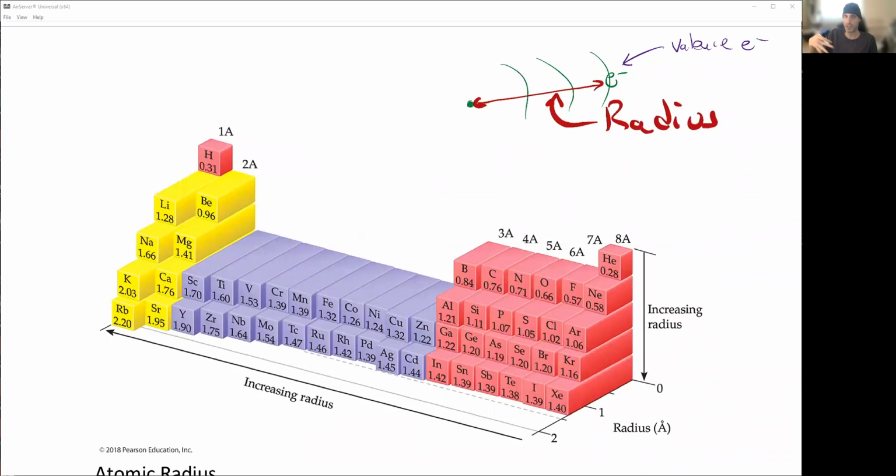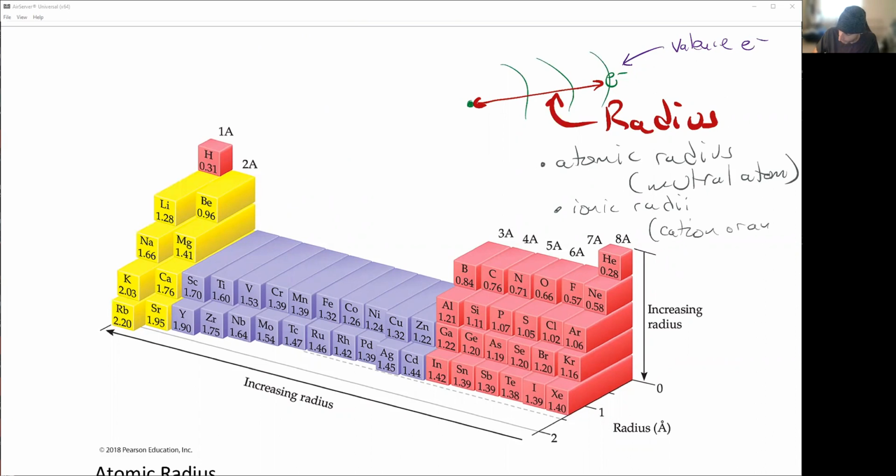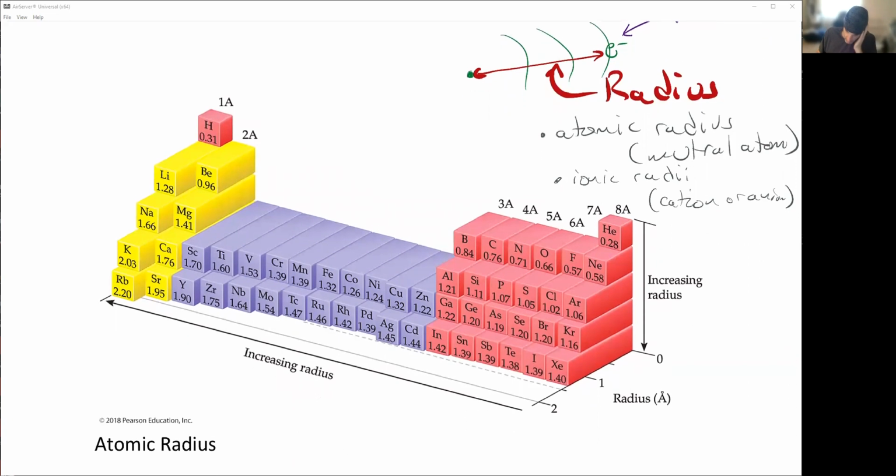We have a handful of different types of atomic radii. You have an atomic radius, which is a neutral atom, and that's what we're going to look at here. But we're also going to look at ionic radii, which is from, as you would imagine, a cation or anion. Cations and anions are going to affect it. But again, atomic radius is a neutral atom. So we have increasing atomic radius.